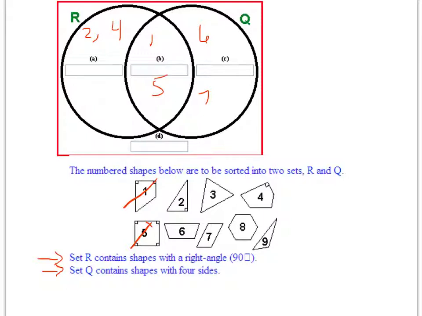So now in the rest of the universe, we have not used 3, which is a triangle, and we have not used 8, which is a hexagon, 6 sides, and we have not used 9, which is also a triangle. Okay, all right, we'll work on these more in class.